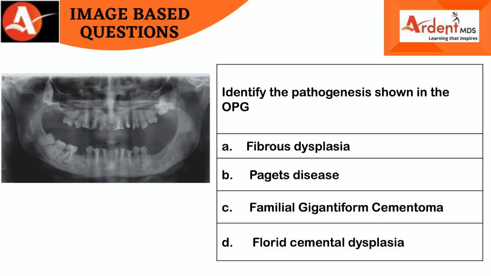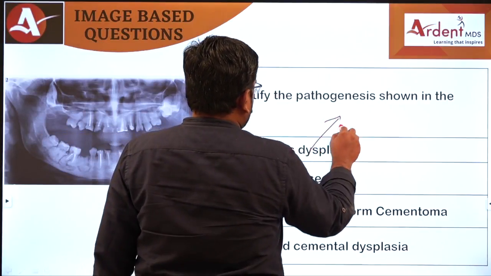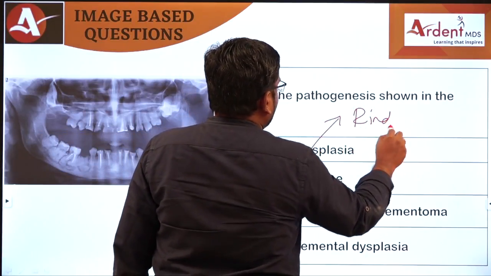This is one more image-based question, and if exactly this image is given, the answer for this is familial gigantiform cementoma. But you have to know how to identify Paget's disease, fibrous dysplasia, and florid cemental osseous dysplasia in case some other picture is given. First of all, you have to go for fibrous dysplasia. In fibrous dysplasia, you can see a very important sign called the ring sign.